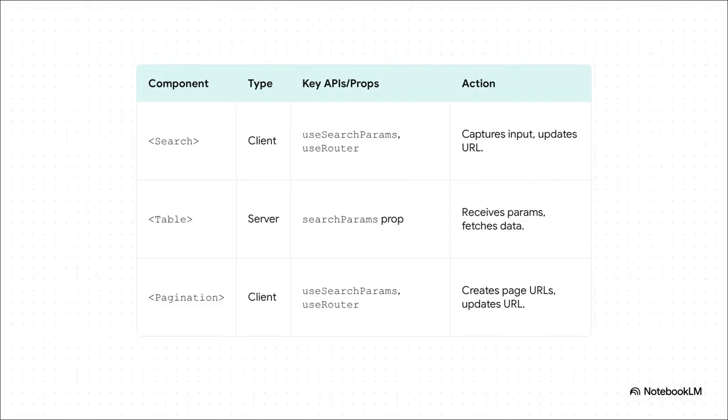So what are the magic ingredients that make all this happen? Well, on the client, you're going to be using hooks like useSearchParams to read the URL and useRouter to change it. And on the server, the component just gets the search params as a prop. It's this really clean separation of concerns that makes the whole pattern so elegant and easy to work with.